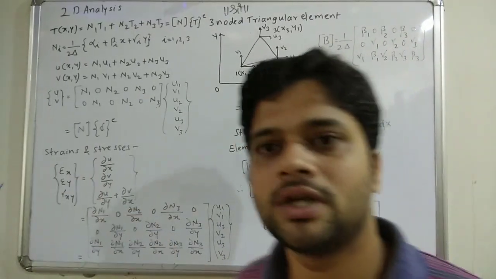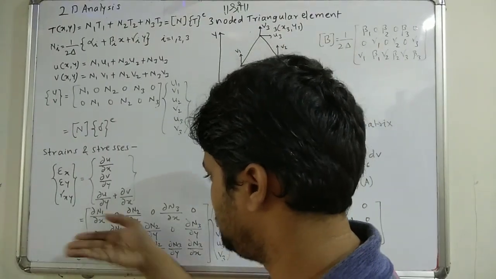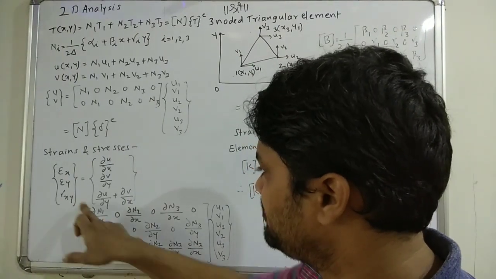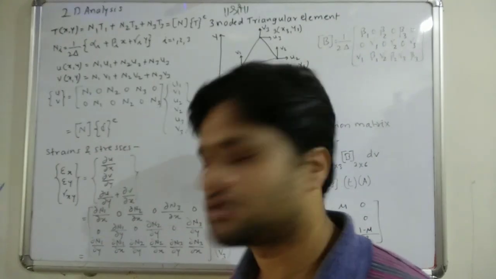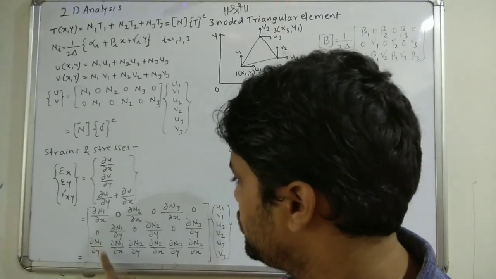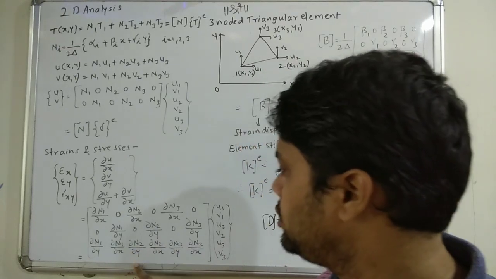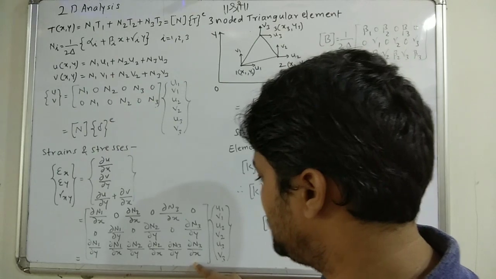So what we are doing over here is partially differentiating with respect to x first, then with respect to y, and then with respect to xy both. In order to find the shearing strain in the xy plane, I eventually get dou n1 by dou y, then dou n1 by dou x, then dou n2 by dou y, dou n2 by dou x, and then dou n3 by dou y, dou n3 by dou x.